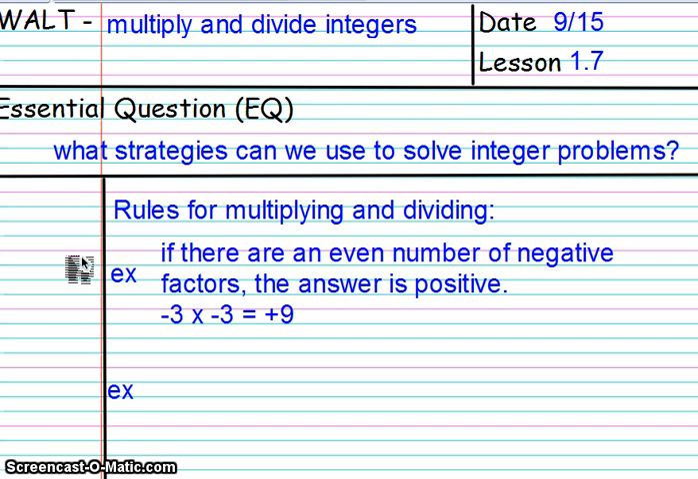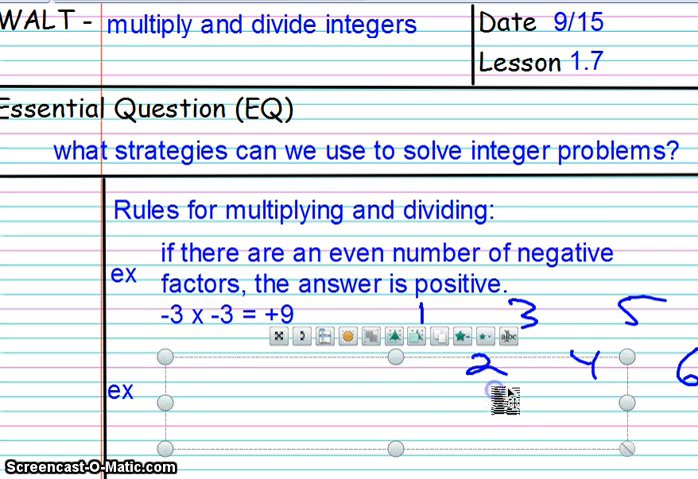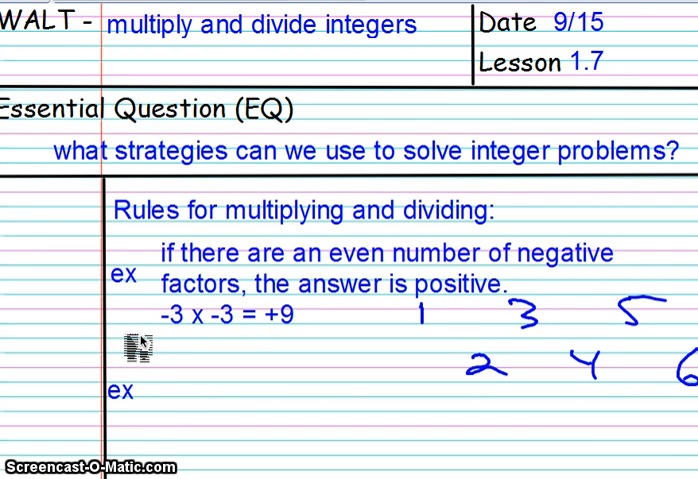So, if you look at the first answer, if there are an even number of negative factors, the answer is positive. We know that obviously 1, 3, and 5 are odd numbers, 2, 4, and 6 are even numbers. And if we have an even number of negative signs, which is 2, we have an even number, the answer is going to be a positive number.